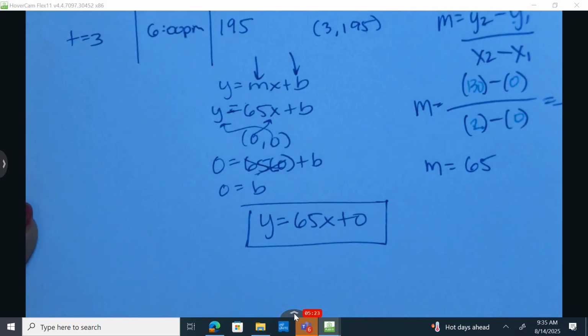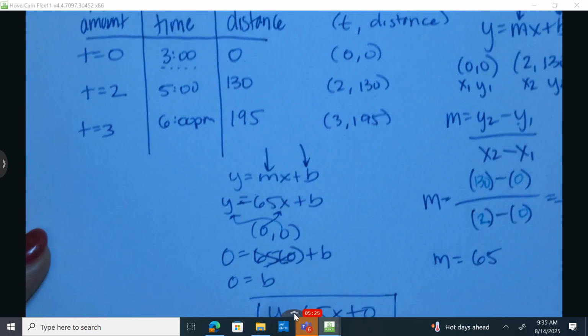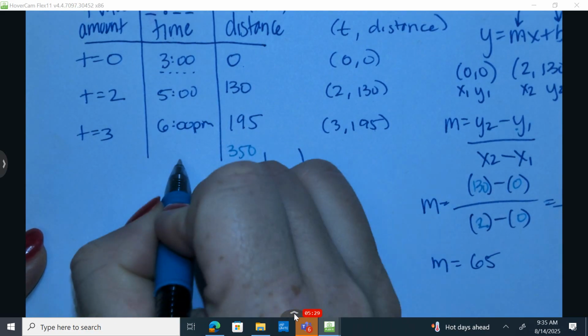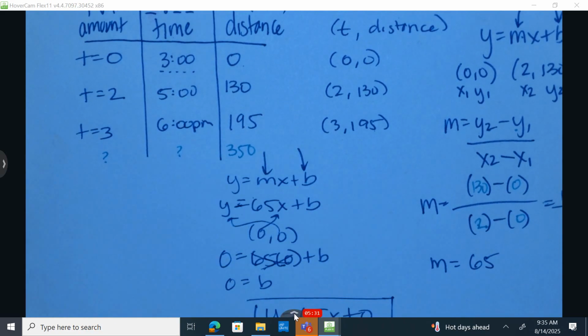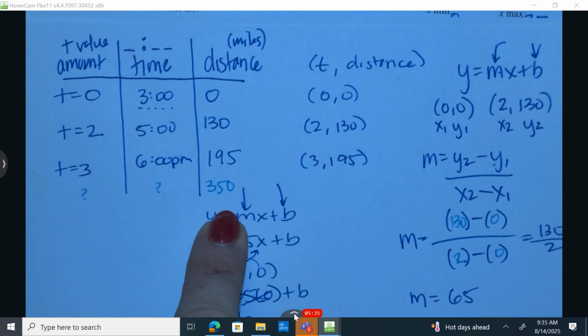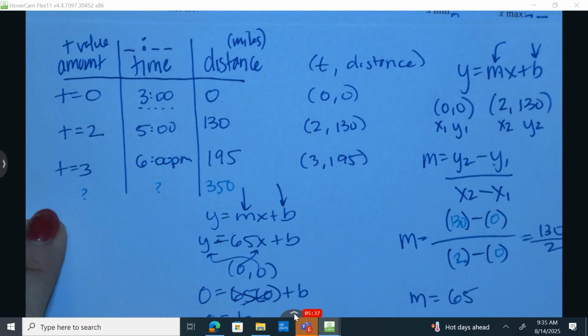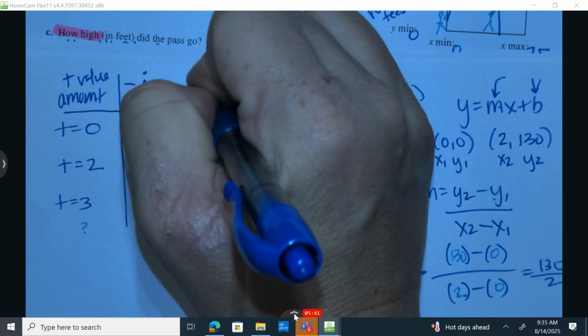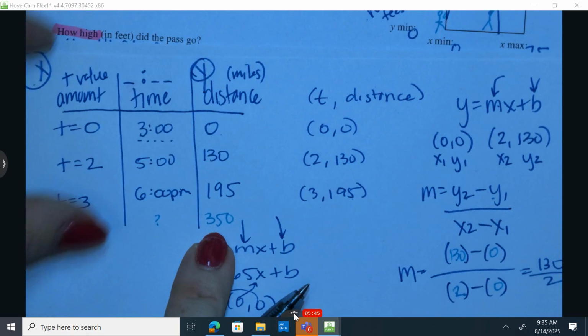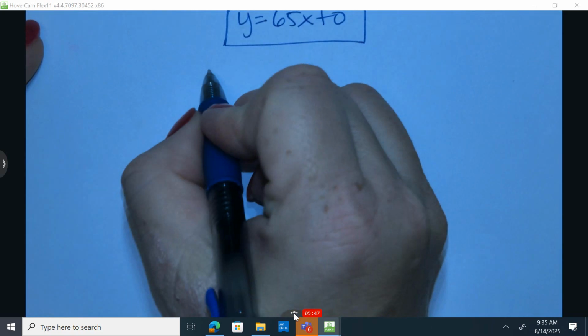So I'm going to come back over here just so we can keep kind of a running tally. If we know that the distance is 350, we want to know these two parts. Well, distance is like my y value. My amount of time after 3 p.m. is my x value. If you didn't know that, this is like your y, this is like your x. So distance is y.